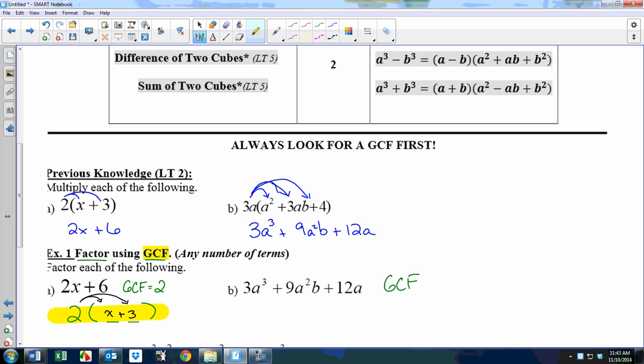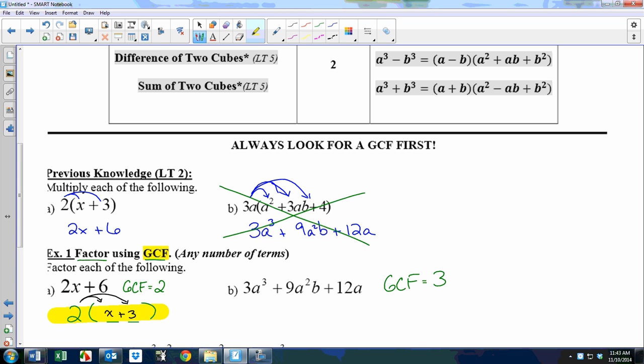Try to force yourself to not look up here at what we just did. What's the GCF of 3, 9, and 12? Look at the numbers first. What's the GCF of 3, 9, and 12? A 3, all right, so the GCF of the numbers is 3.